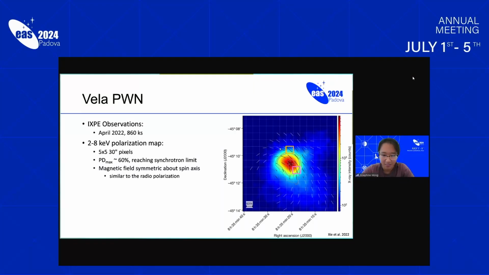Also, the spatially integrated polarization as a function of energy seems to show a slight increase with energy. And that might be explained by the higher energies selecting for a smaller inner region of electrons in the nebula, where the magnetic field orientation has less variation.